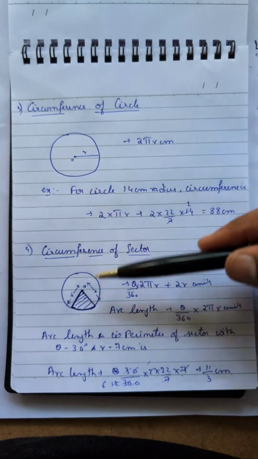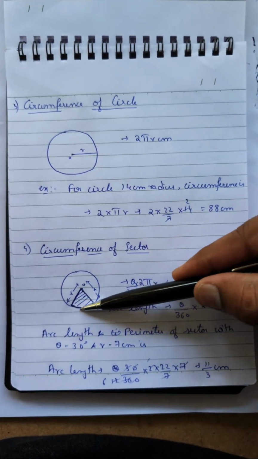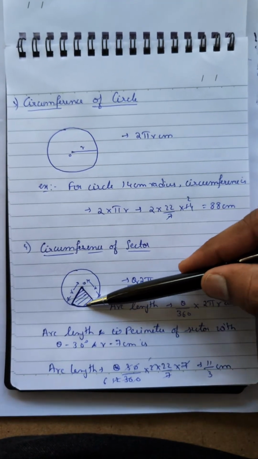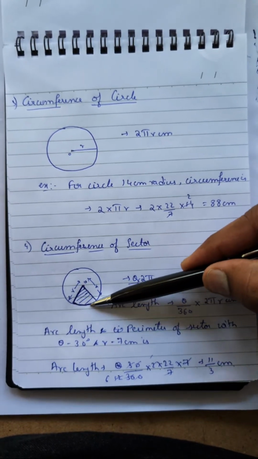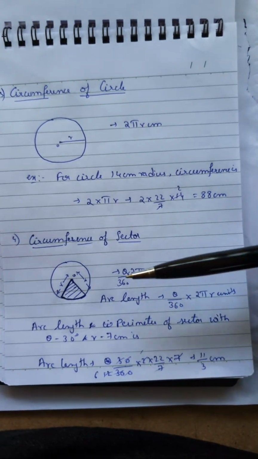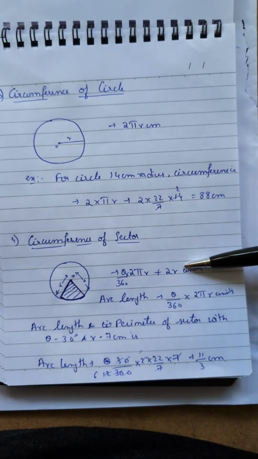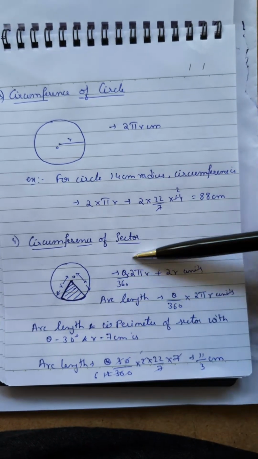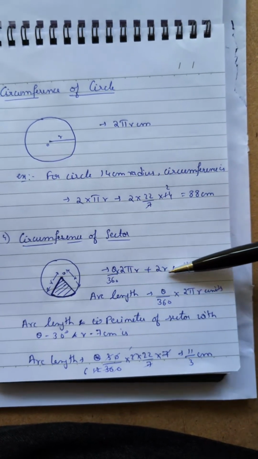We don't have the inside. Whereas for a sector we have these two lines as well as the arc. So the circumference of this sector will become 2r plus the length of this arc. The length of the arc can be found by using theta by 360 into 2 pi r. So these two are already known, that is r and r, so it is 2r. So the total perimeter, that is the circumference of the sector, will become theta by 360 into 2 pi r plus 2r.